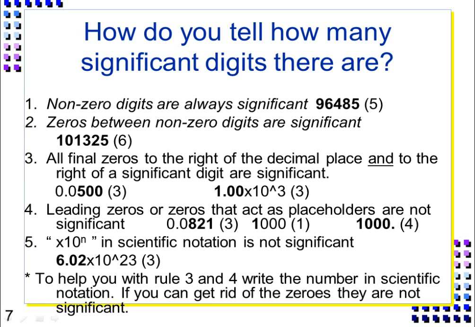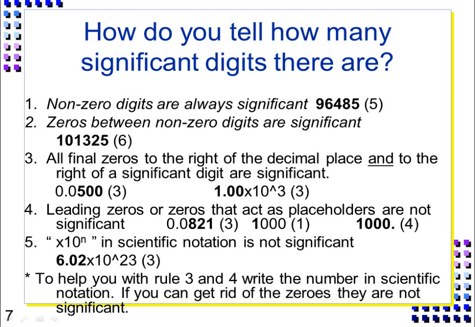Also, another example would be a number in scientific notation. We could have 1.00 times 10 to the 3rd power. That number would have 3 sig figs, 1.00, 3 sig figs there. The 1 obviously is a non-zero digit, so it is considered significant. The zeros at the end are to the right of a sig fig and to the right of a decimal, so they count as sig figs.